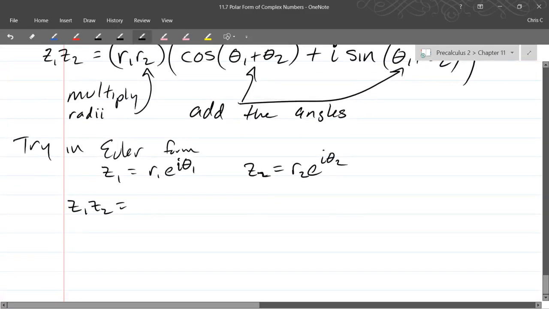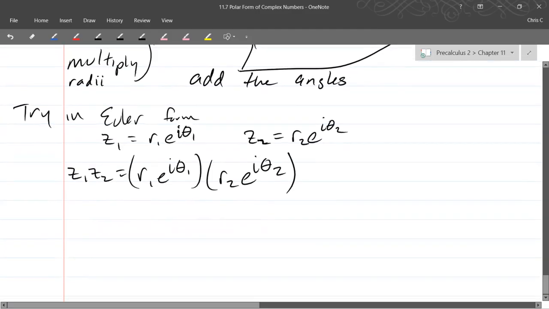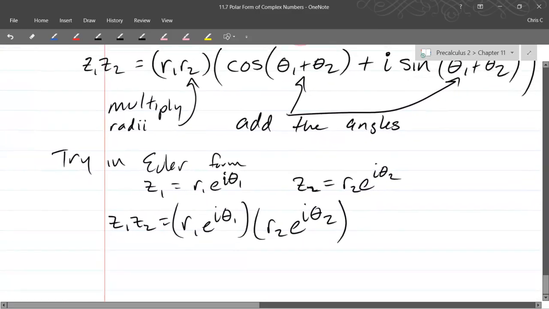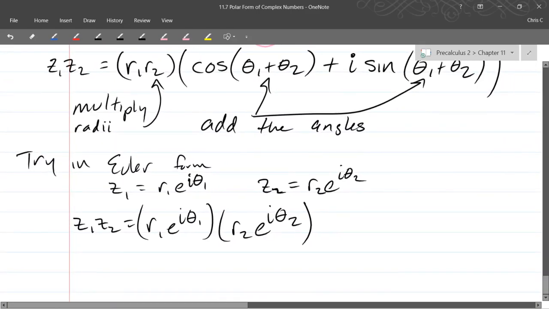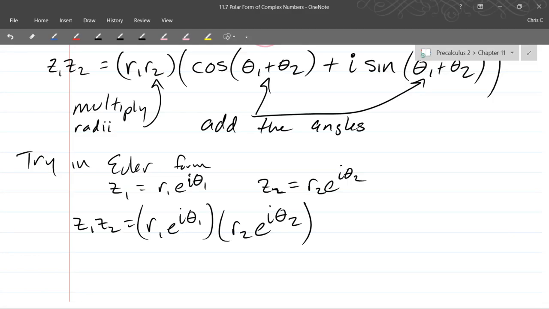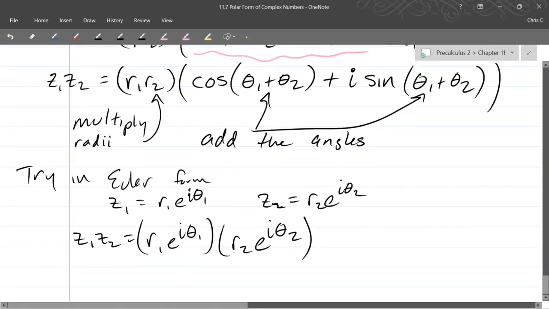And now we're going to multiply them out. You have all the properties that you're used to in algebra. You can rearrange the terms, reorder things, and you have all the exponential rules that you had before. So can you use your algebra skills and rearrange this so the radii are multiplied and the angles are added? So take 30 seconds, use your algebra skills, and rearrange this.